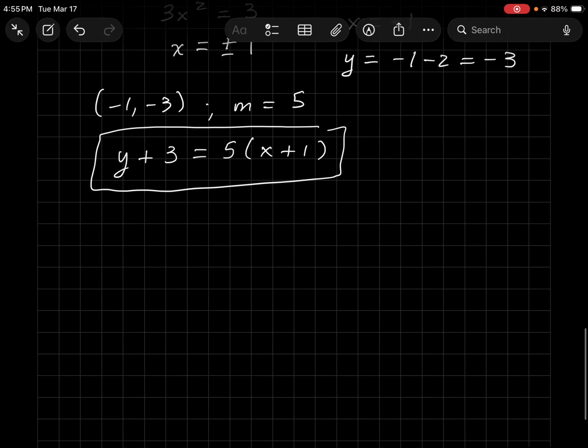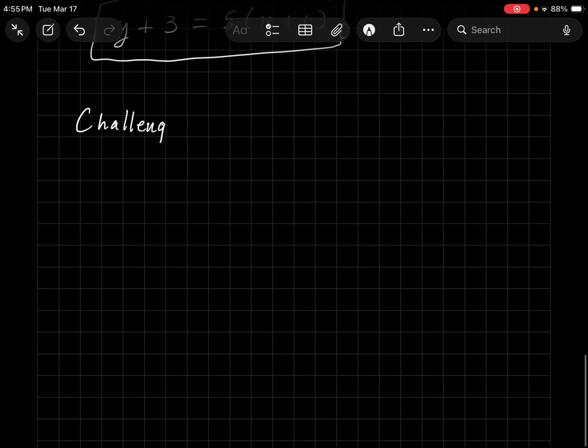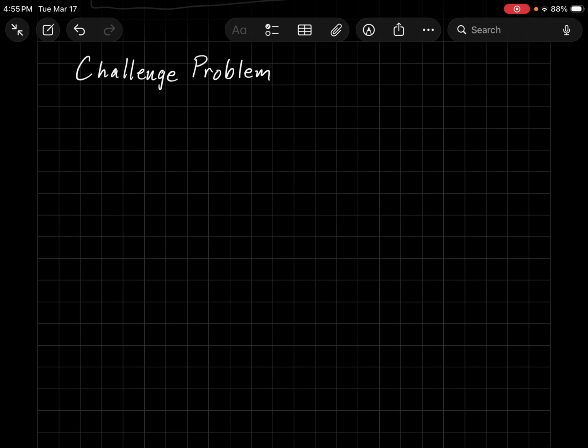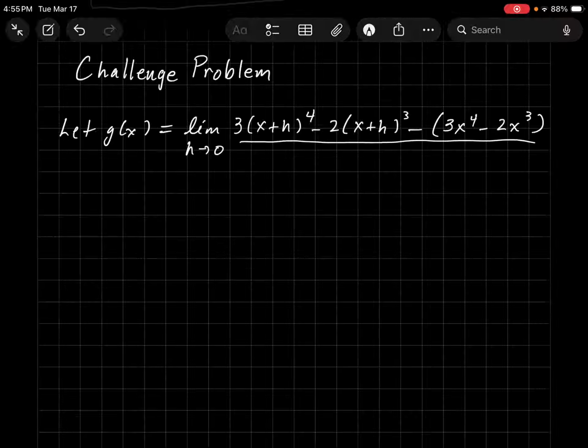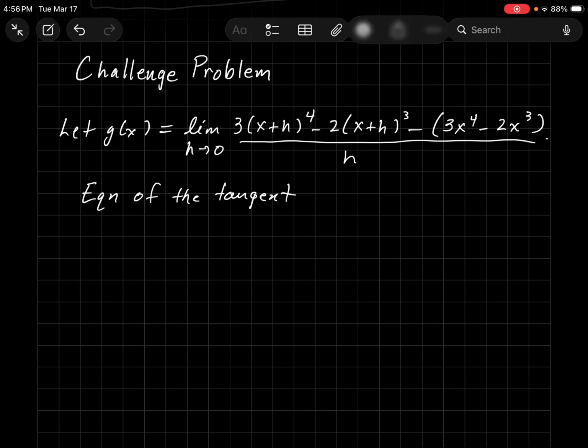Let me do one more problem. I'm going to call this a challenge problem. It's one of my favorite problems to give my students when we're learning derivatives and tangent lines. So let g of x equal the following. The limit as h goes to 0 of 3 times x plus h to the 4th minus 2 times x plus h cubed minus, in parentheses, 3x to the 4th minus 2x cubed, and then all over h. And we want to write the equation of the tangent line, EQN again as equation, of the tangent line to g of x when x equals 1.